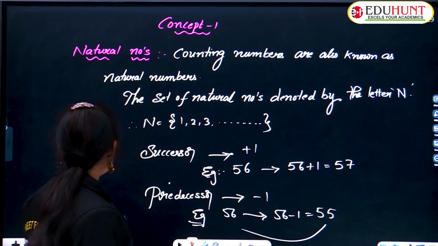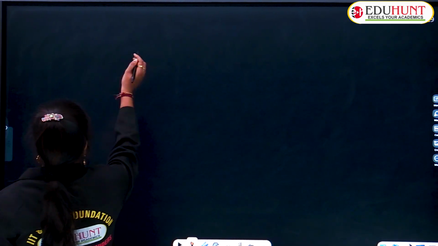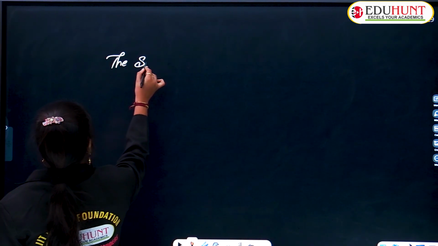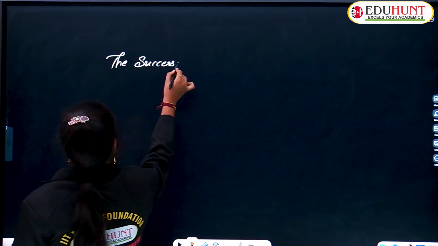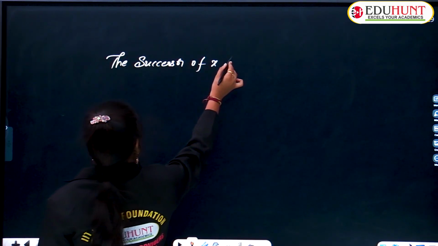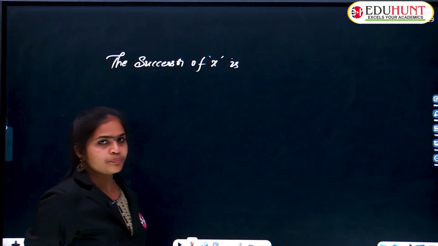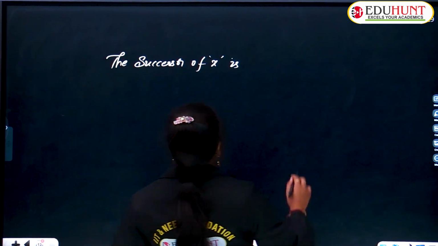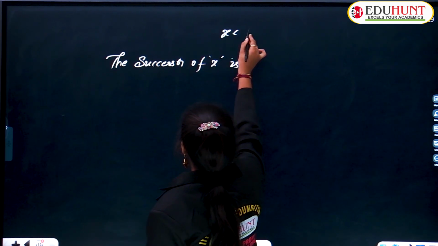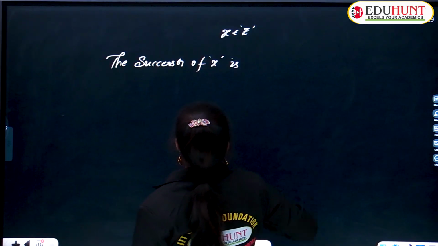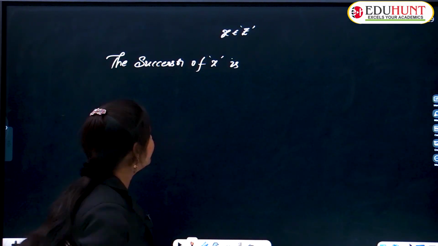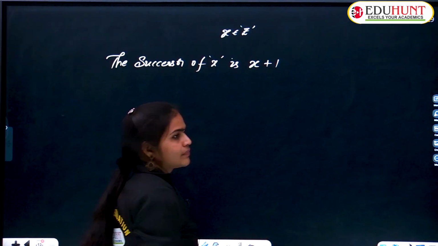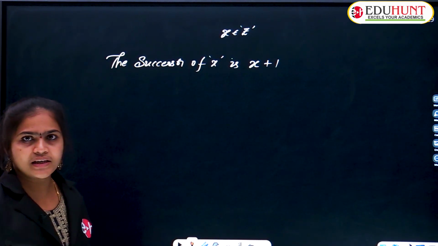Understood? In the same way, in the note given in your material, the successor of x. Here x means any number, any natural number, any whole number, any integer. X belongs to any integer, we already discussed. Now the successor of x is x plus 1. You can take any number here.